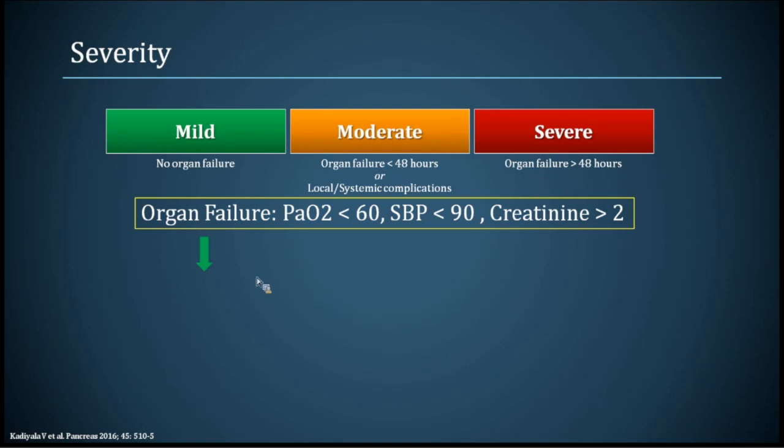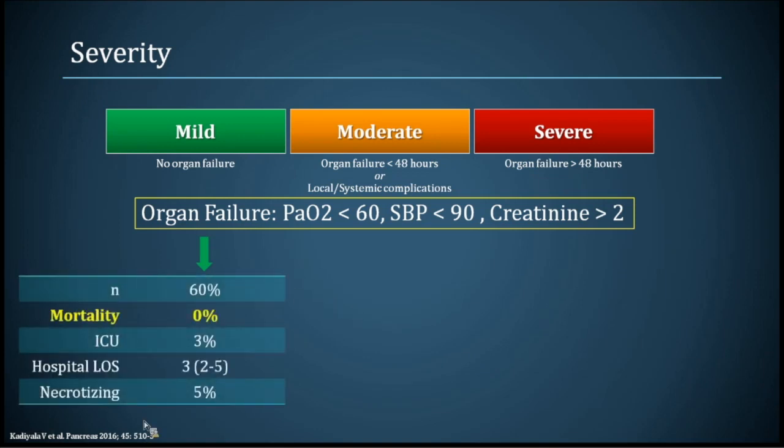So in terms of mild organ failure, in this one series to evaluate how well this categorization works, about 60% of the patients in this series had mild pancreatitis. There was a 0% mortality, only a few percent in the ICU, and this is your typical length of stay for pancreatitis, an average of about 3 days, some up to 5 days. This is the pancreatitis that we all know and see on a regular basis.